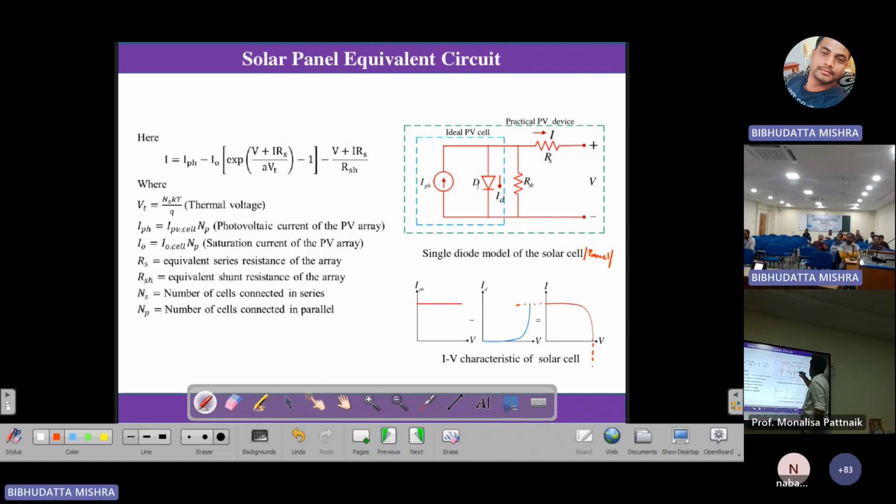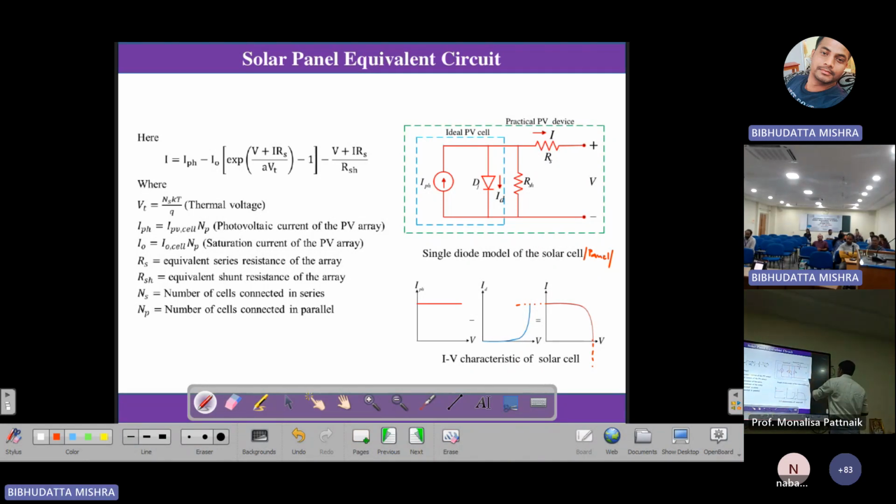And now the panel. For an ideal panel, we are not considering the series resistance or the parallel resistance. So this is shunt and this is series. If you make this 0 and this infinity, then it is a single diode model. But in practice, there is a junction resistance, there is a wiring resistance when you connect the cells.